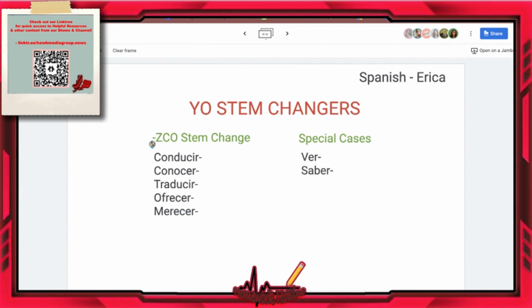So with conducir, which means to drive, it changes to conduzco. And if we didn't change it, it would sound like conduso, and it sounds kind of weird. Conduzco sounds better. And then conocer, which means to know, but not like saber, which we have over here. Saber is to know more as in facts and knowledge. Conocer is actually like to know a person. You know personal things about that person. You've met them. So conozco.